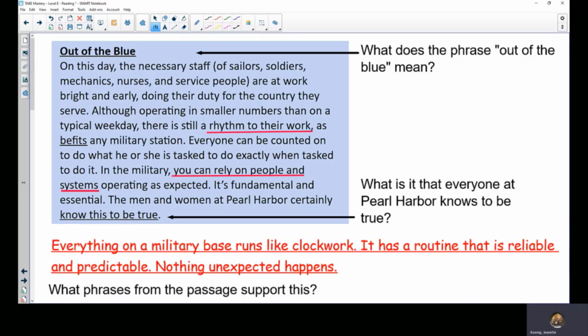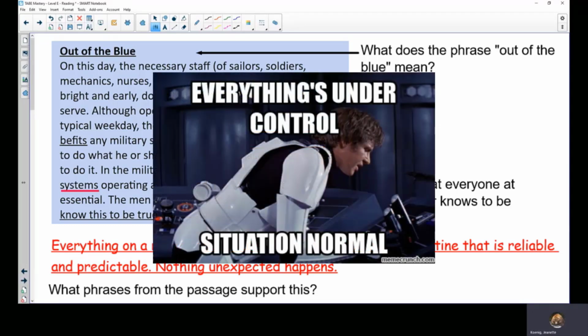Well, I see operating in smaller numbers. So it's smaller numbers, but they're still operating, doing whatever they're supposed to do at that time. There's stuff that always needs to be done. So the smaller numbers tell us that it's a little bit less than normal. But then we've got this, well, although. So even though that's happening, there's still this rhythm to the work. And everyone can be counted on to do what they're supposed to do. So we've got all these little details, and it's all pointing to nothing unexpected happens in the military. Everything's under control.